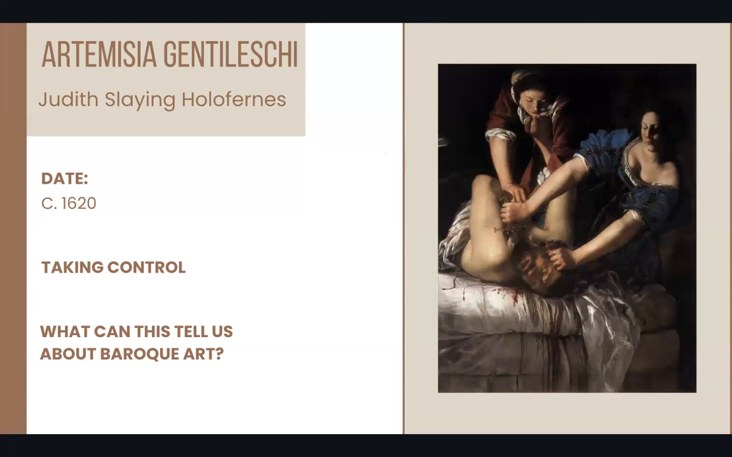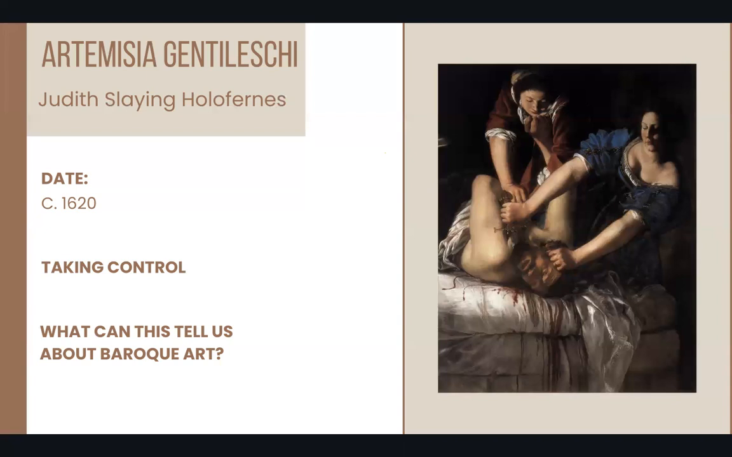So here we can really see Artemisia's story reflected in the piece. She is holding him down strongly. She's not letting go. She is determined to do her task, and she's determined to take the power back for her people, just like Artemisia is taking her own power back by painting this piece.